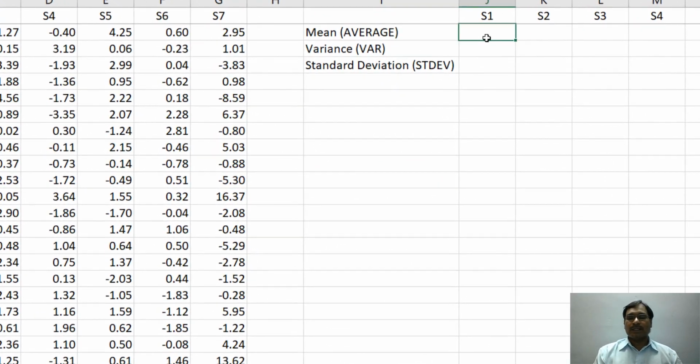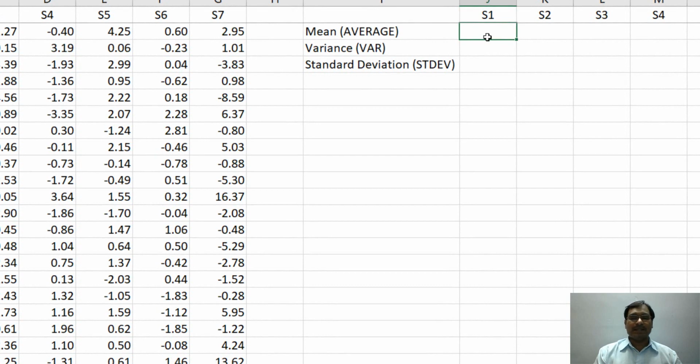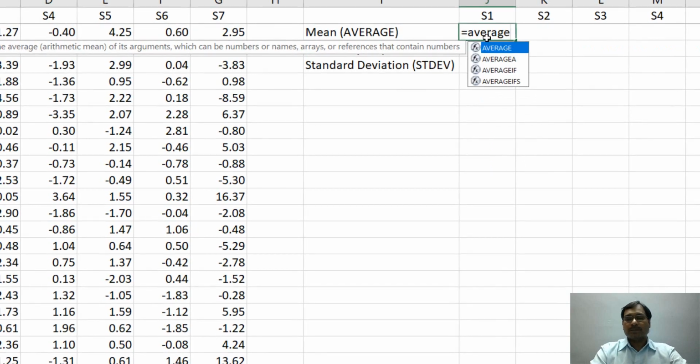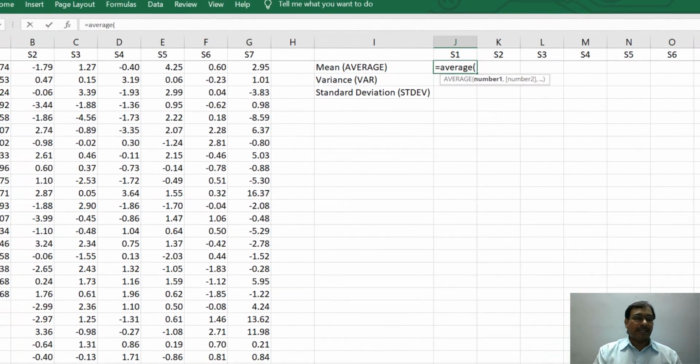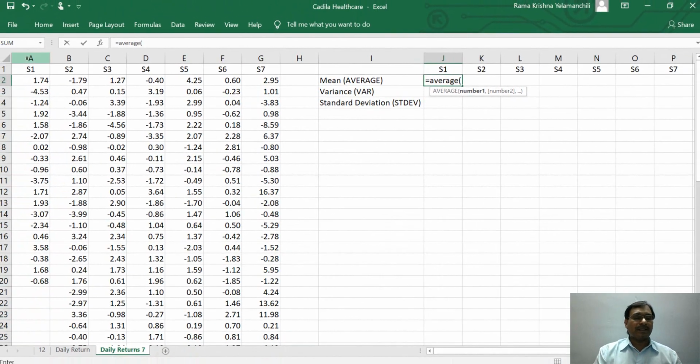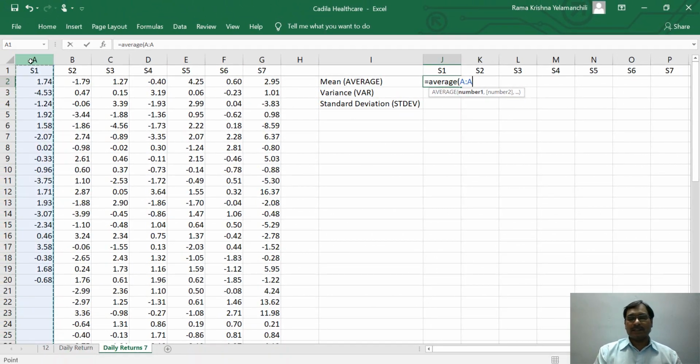So here to calculate the mean, we use the Excel built-in function AVERAGE. So equal to AVERAGE. Then you can select this data individually, or directly you can select the column. While selecting the whole column, you need to be clear that the column doesn't contain any other data or calculations. So here I selected the column, that is A to A, then press the enter key. Now the mean of stock 1 has been calculated.